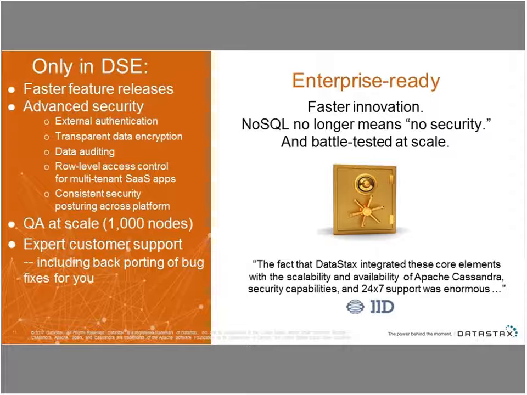Very detailed advanced security options, whether it's authentication, encryption of the data at rest, data auditing, row-level access control. That's for SaaS, multi-tenant SaaS applications. So on a given table, users will only have access to the given appropriate rows. That's super interesting and critical when you're dealing with a multi-tenant SaaS application, in terms of removing overhead of dealing with that security aspect for a multi-tenant app. And then that's a consistent security model across the whole platform.